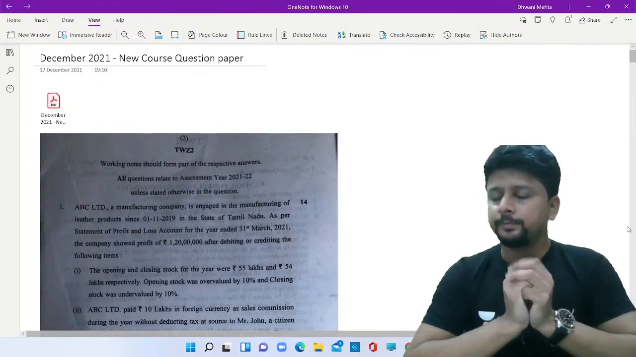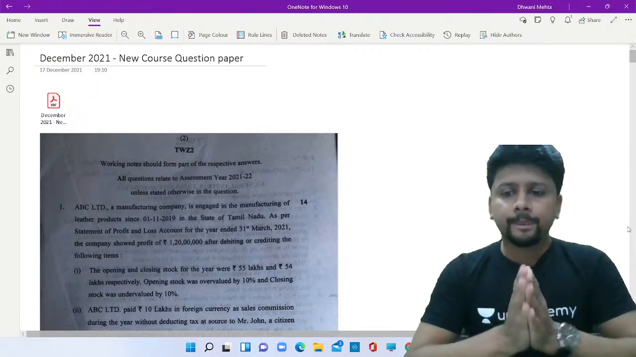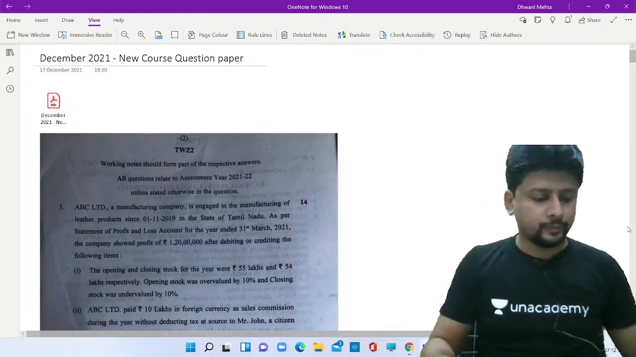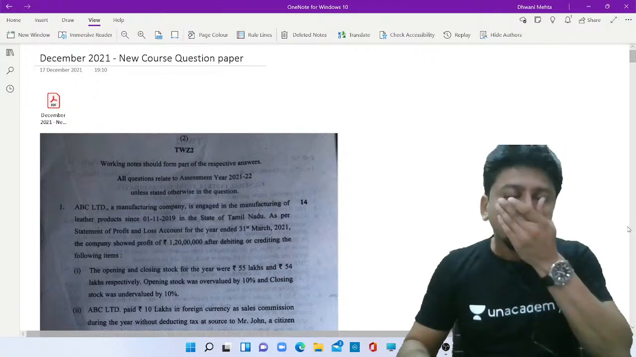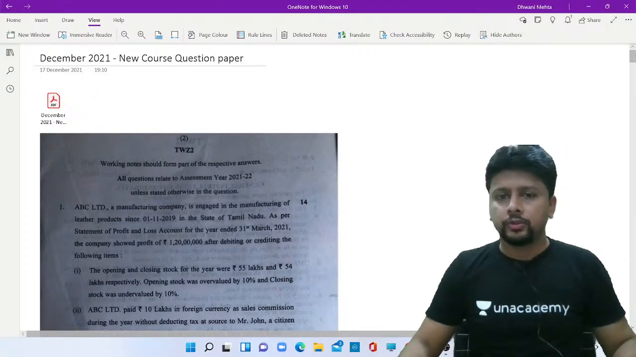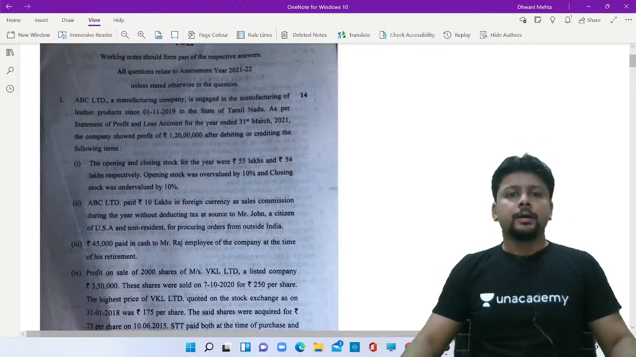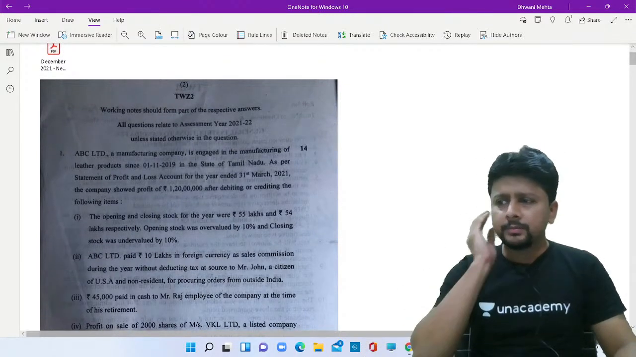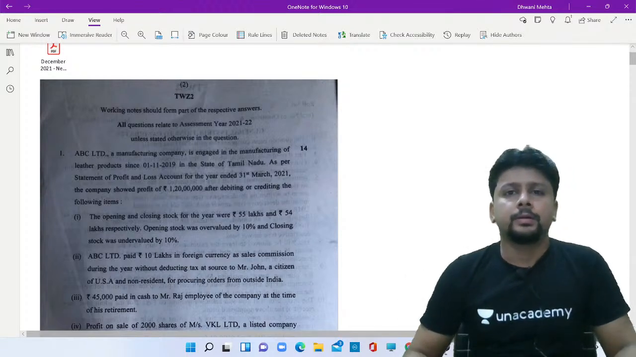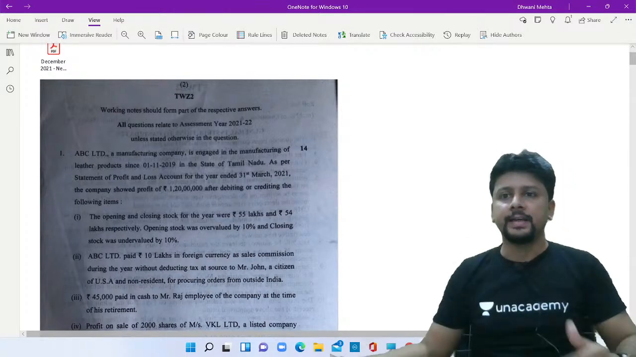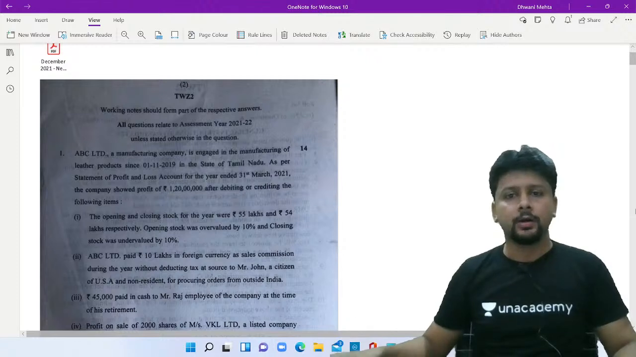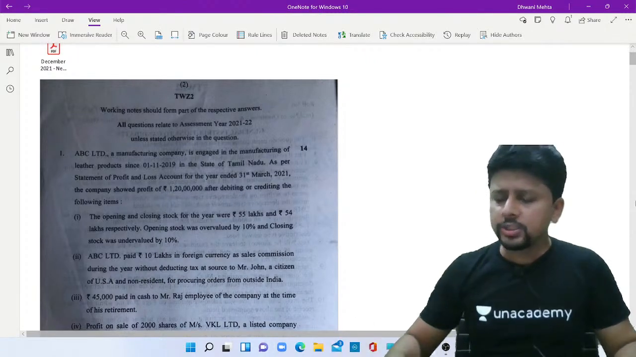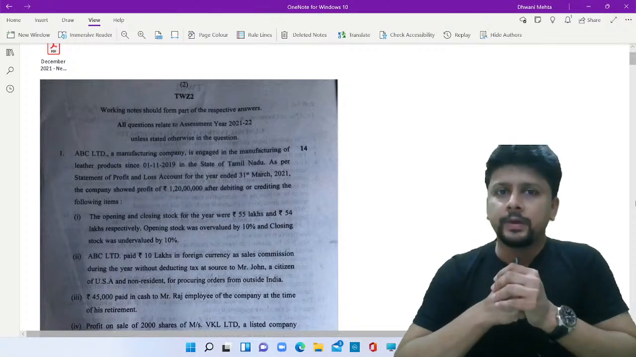Today was the paper. And so here we are with the analysis of this question paper. I'm not going to solve each and everything, of course, but I'll simply analyze the question paper. I'll try and discuss how this question paper is identical to the past question papers, and how it is a bit different. Chalo, let's get into it.